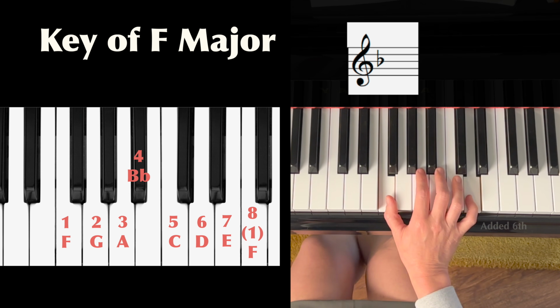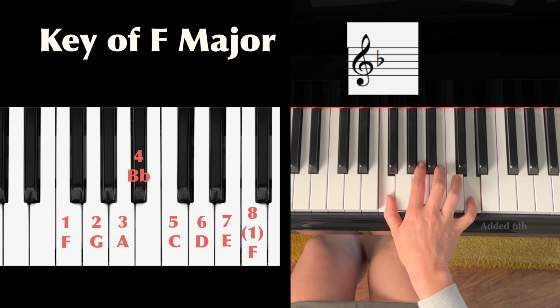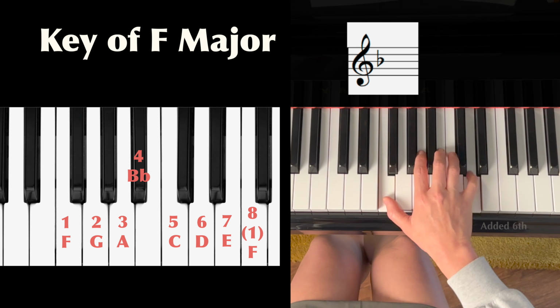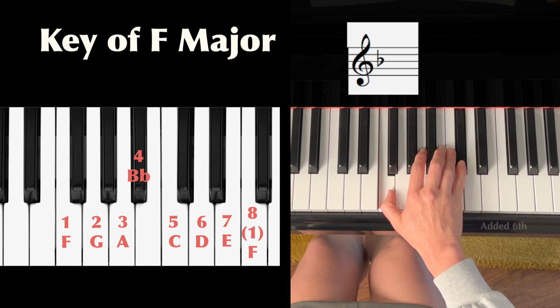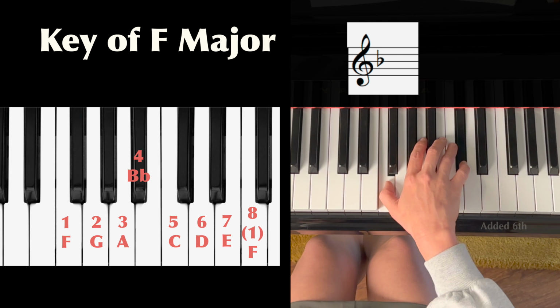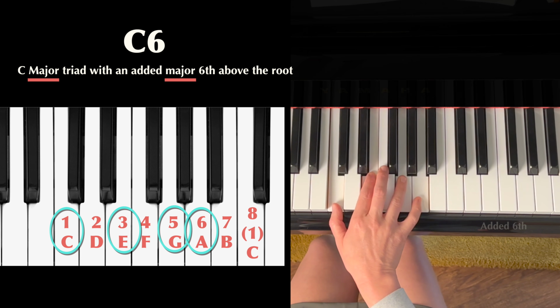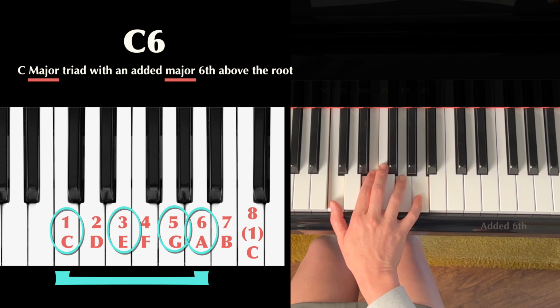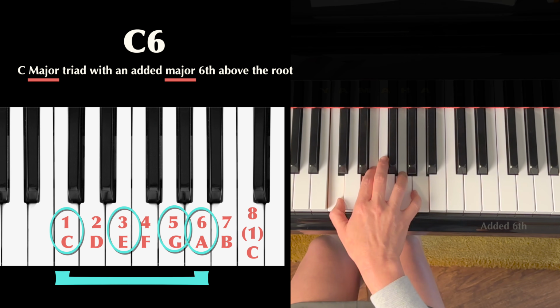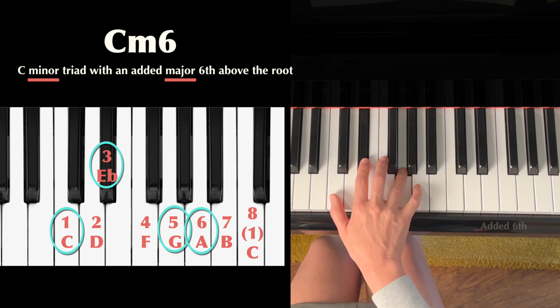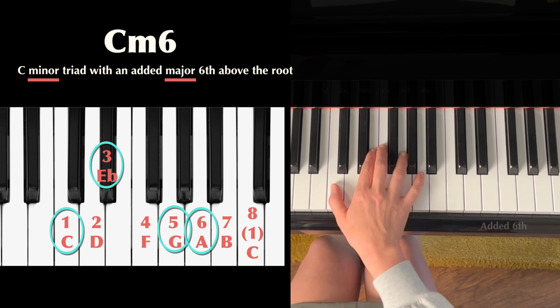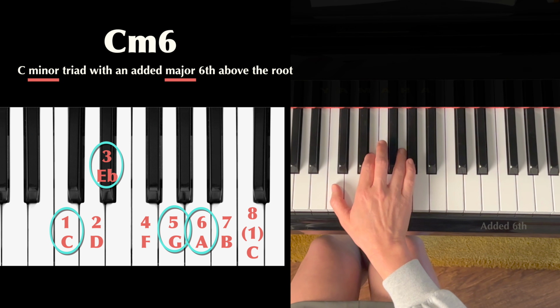Usually the added 6 will be a major 6th, but in the rare case that the composer wants a minor 6th above the root, they'll indicate that with a flat before the 6. Here's C6 with a major 6, and here's C minor 6, and then here's C flat 6.